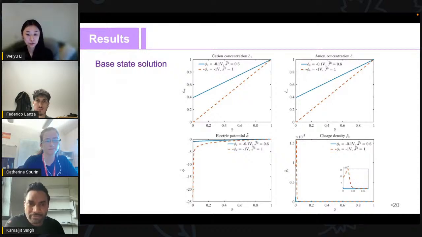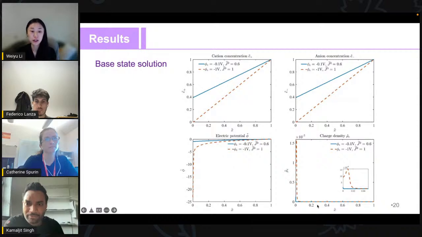First, this figure shows the base state cation concentration, anion concentration, electric potential, and charge density using a constant diffusion coefficient. We can see that under a small applied electric potential, the cations are not depleted at the electrode surface. And from the charge density plot, we can see that local electroneutrality holds even close to the electrode surface. However, under a large applied potential, the base state current density would exceed the limiting current density, and the cation concentration is close to 0 near the electrode surface.